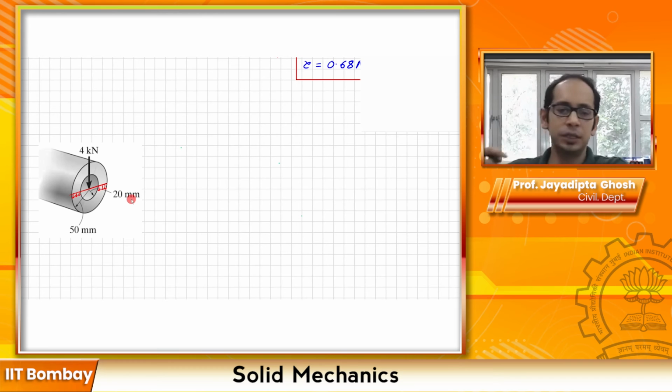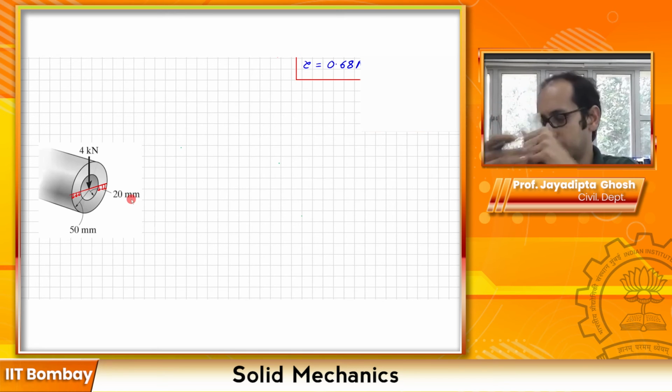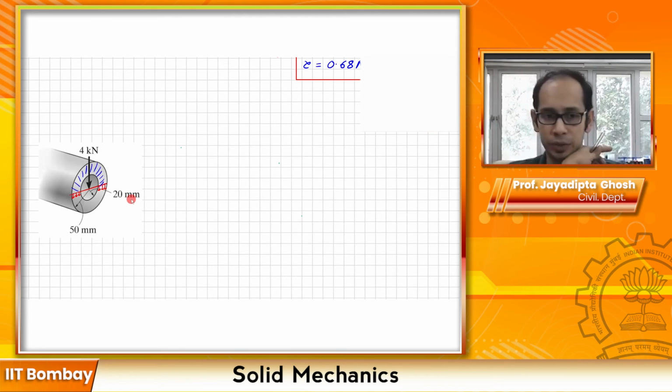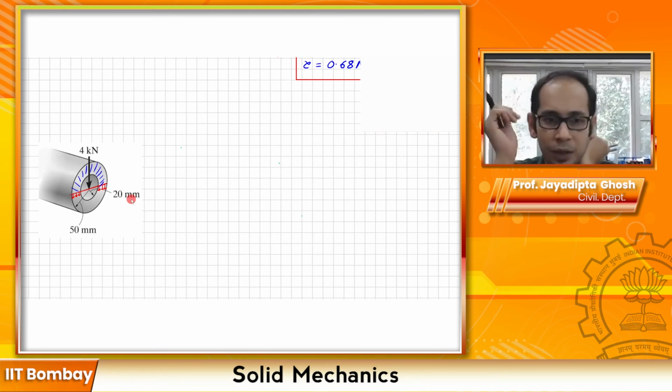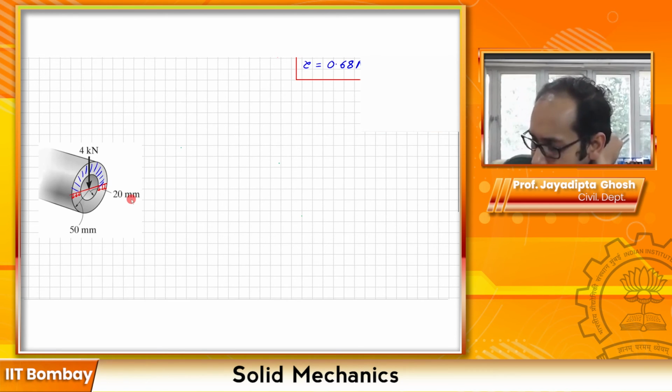Your formula still stays the same, VQ by IT. The only things which are going to change are that your Q is going to change, because now you have to consider just this area over here. Your I is going to change, your T is going to change, and so on. Please try to calculate this problem. I've calculated this, please work it out on your own. For this one you will get 1.09 MPa.